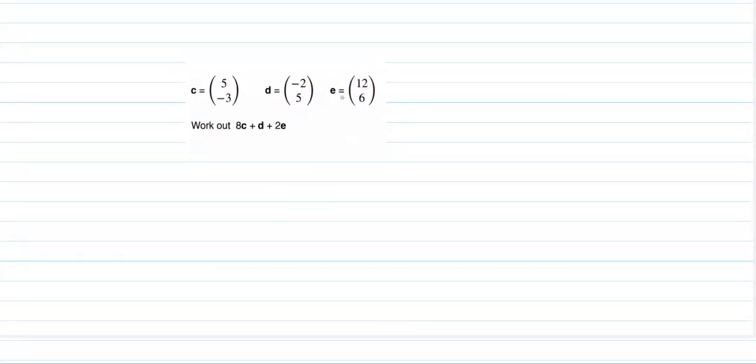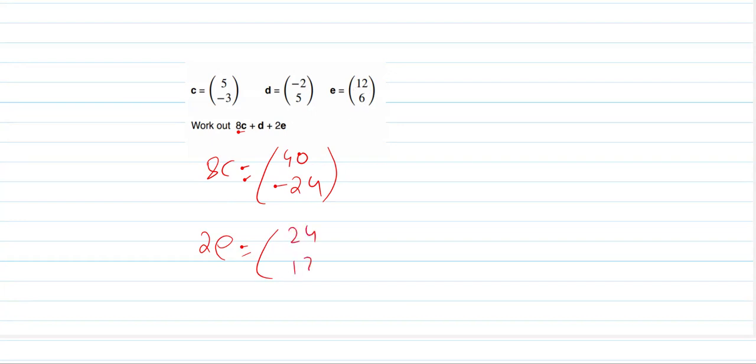This is C, D, and E, and I have to work out 8C plus D plus 2E. So first I need 8C. What will be 8C? It means 8 will multiply with both components of C. So it will be 40, minus 24. Okay, D already we have, so then 2E. So 2E is going to be 2 will multiply with both, 24, 12.